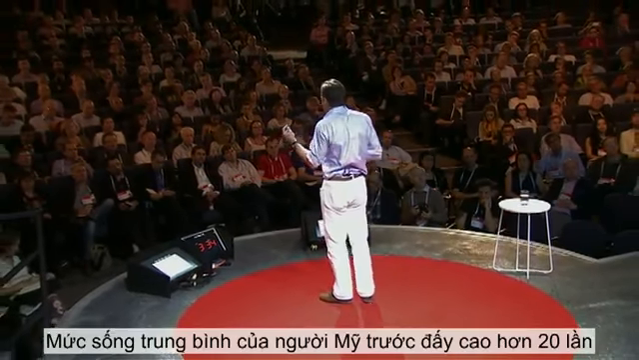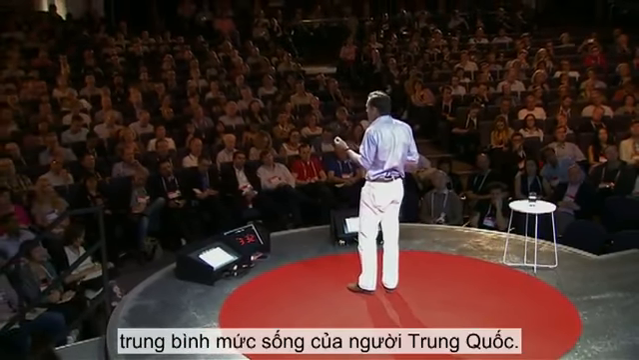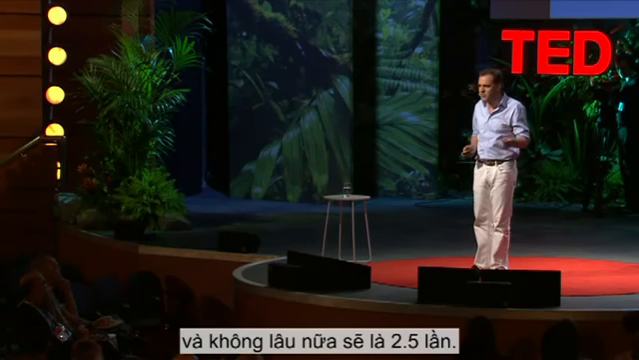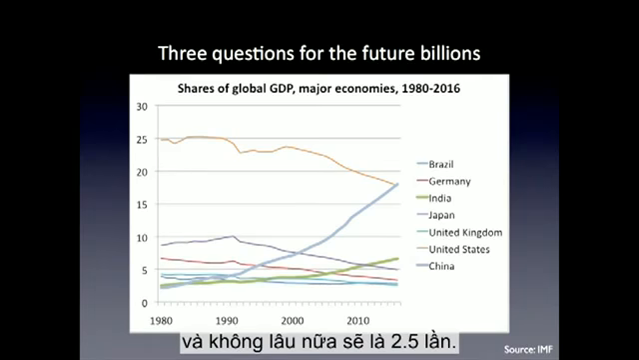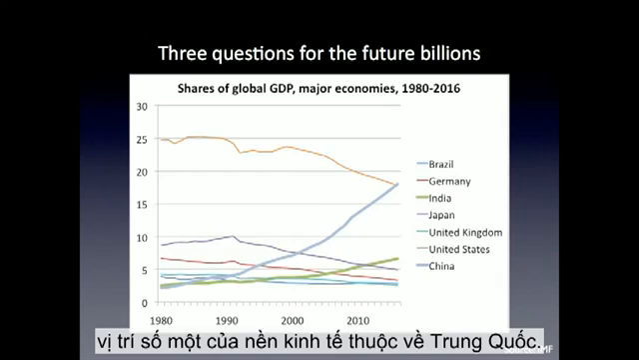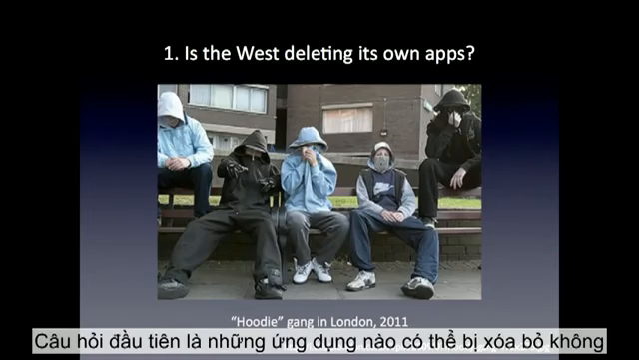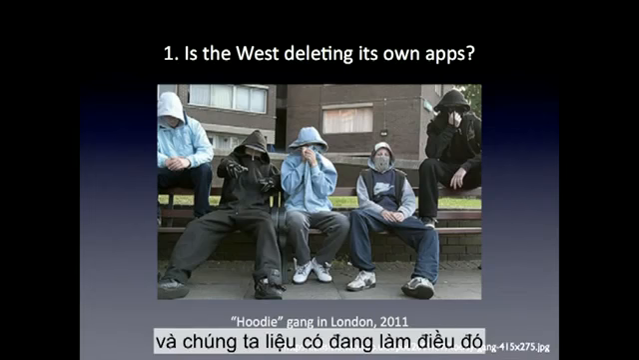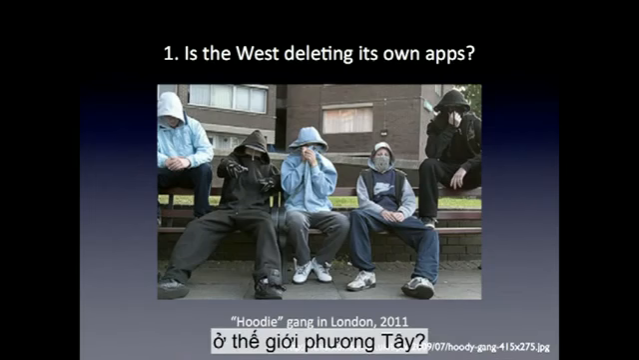The average American used to be more than 20 times richer than the average Chinese. Now it's just 5 times, and soon it will be 2.5 times. So I want to end with 3 questions for the future billions. Just ahead of 2016, when the United States will lose its place as the number one economy to China. The first is, can you delete these apps? And are we in the process of doing so in the Western world?